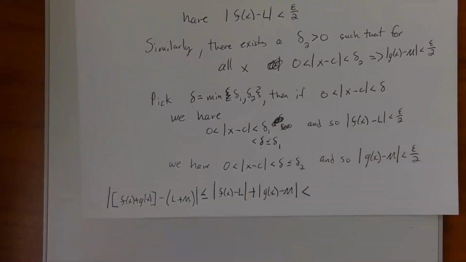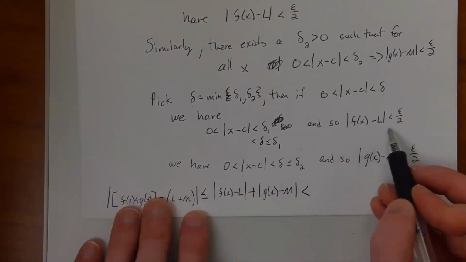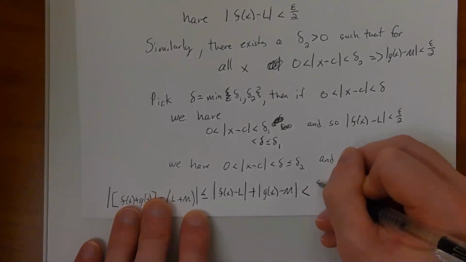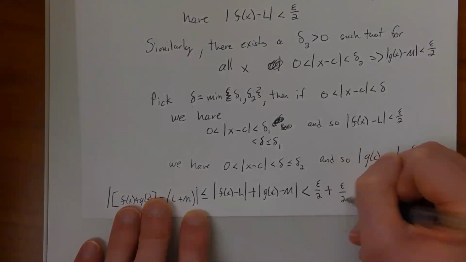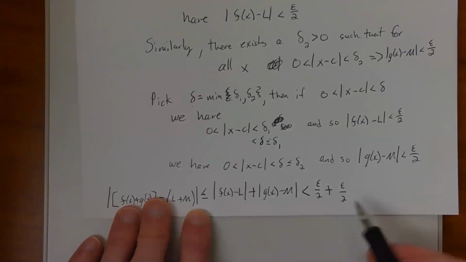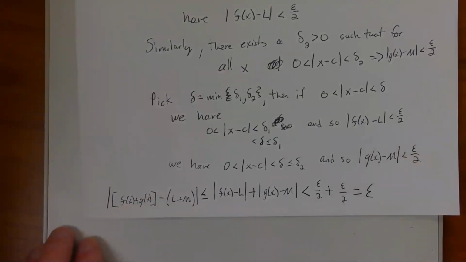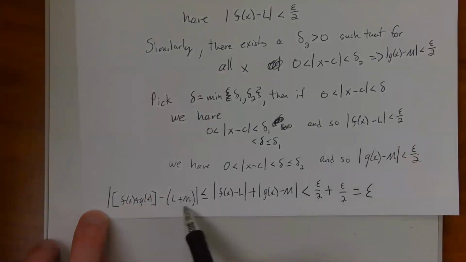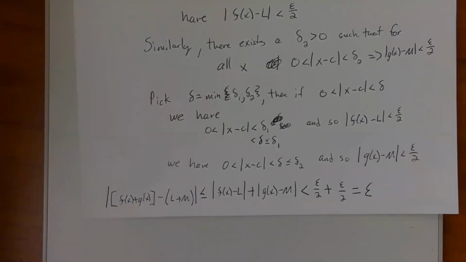Well, this is strictly less than, right? The absolute value of f of x minus L is strictly less than epsilon over 2. So the absolute value of f of x minus L plus the absolute value of g of x minus M is strictly less than epsilon over 2 plus epsilon over 2, which is equal to epsilon. So we have in fact got the statement that this here is strictly less than epsilon, which is what we wanted to show.